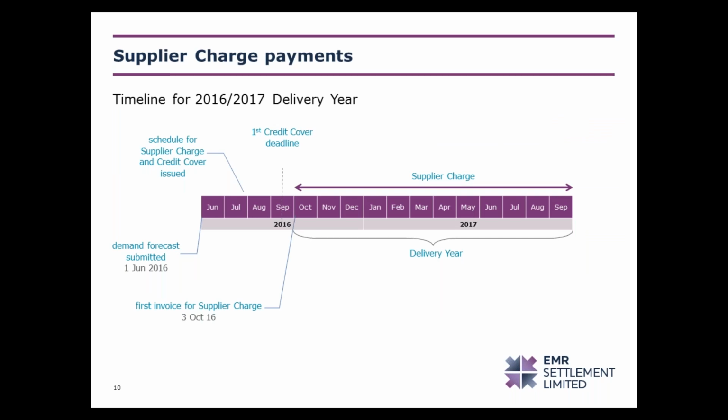So back to the timeline on the supplier charge payments. After collecting in the demand forecast for the period of high demand in the upcoming delivery year, we issued each supplier with a schedule for its supplier charge and credit cover for the year. This showed the deadlines for the provision of credit cover, the first being the 15th of September, and it also showed the monthly capacity supplier charge that each supplier will be liable to pay for each month. The first one being the 3rd of October, as they are issued on the first working day of each month.